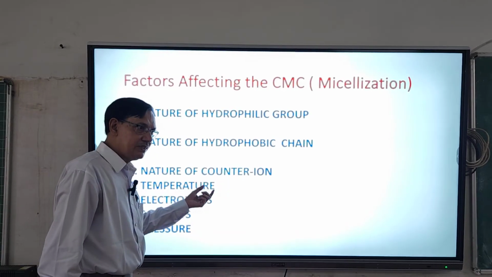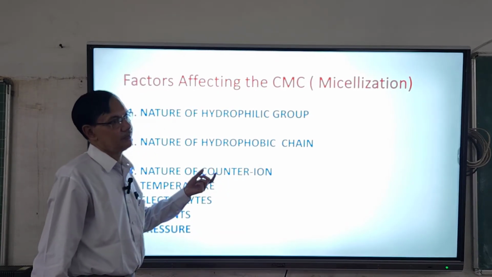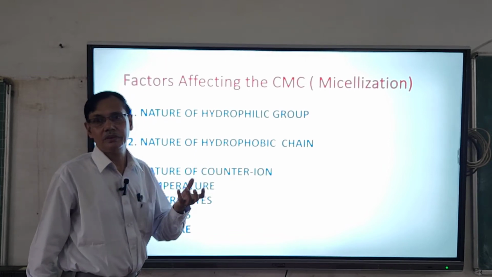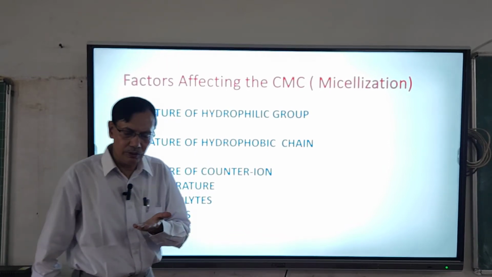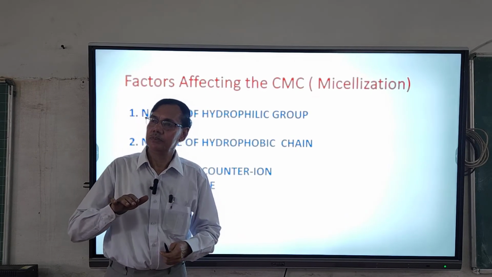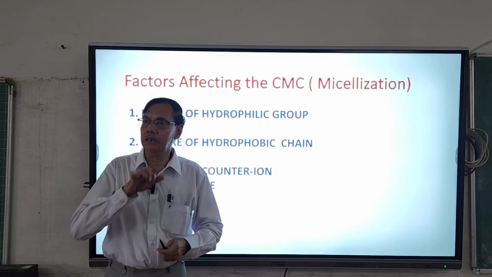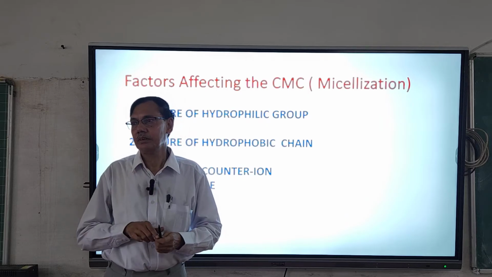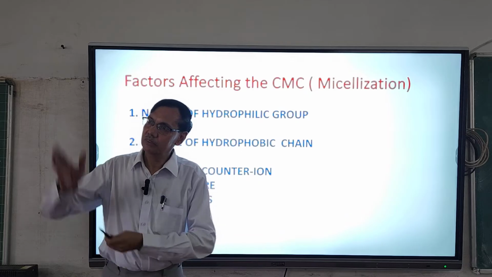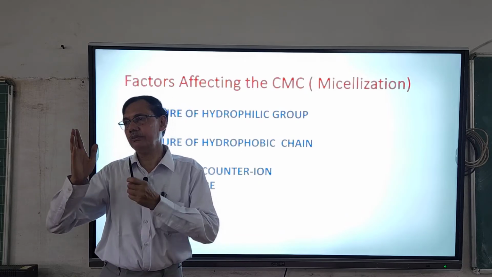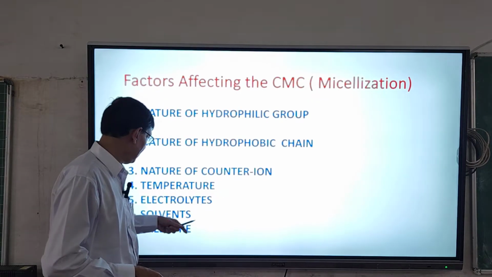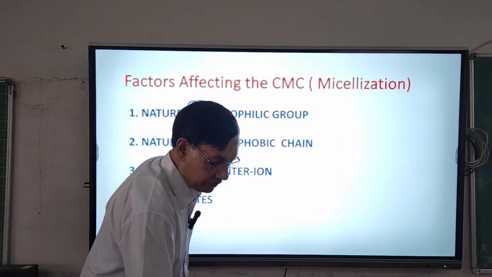Then temperature is a very important point, and the result is of a very new type. That means if you increase the temperature up to a certain extent, the CMC decreases, but for higher temperature, sometimes the CMC increases. So there is no definite trend available for the effect of temperature, electrolyte, solvents and pressure.